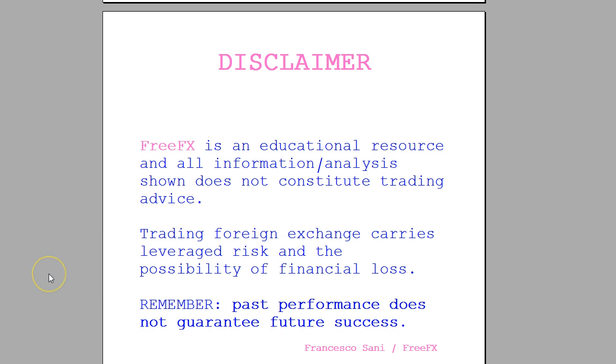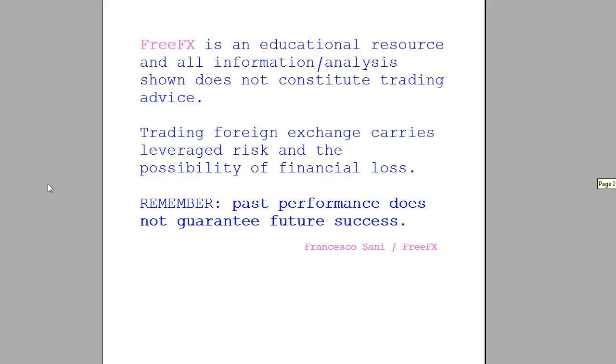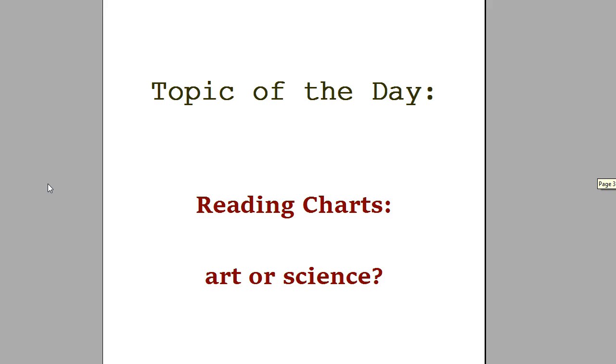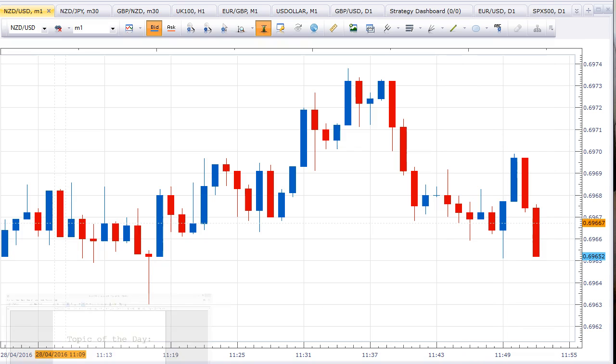The topic for today, which again has been suggested by forum user Eddie, is the following: reading charts. And I've put this question: is this an art or a science? I'll try to explain what I mean by that by going straight into our first chart.